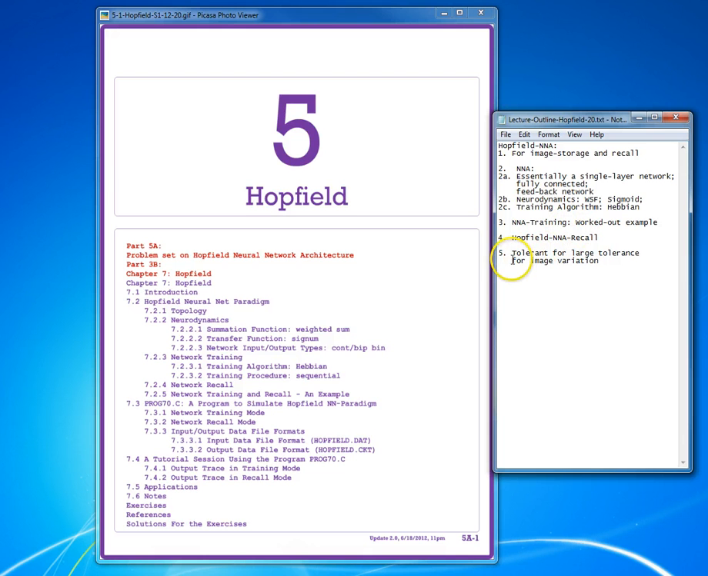We'll also find out that in terms of image recognition, if an image recognition system is implemented with Hopfield, you would find that this neural network recognition system has a lot more tolerance for image variation compared to conventional algorithms.